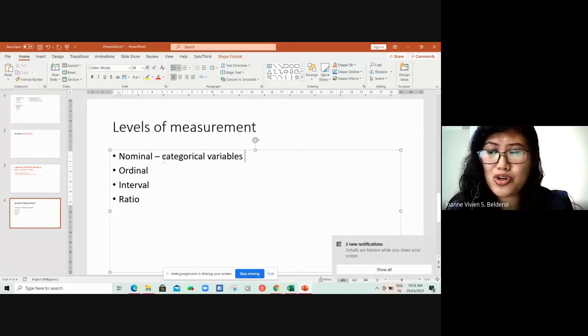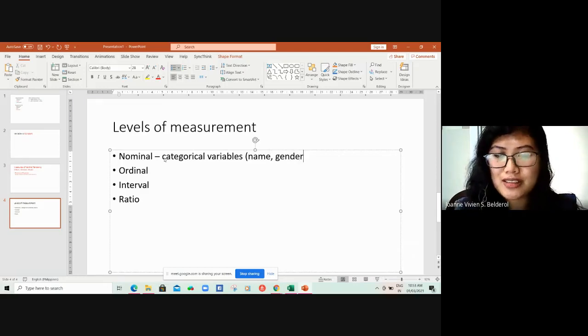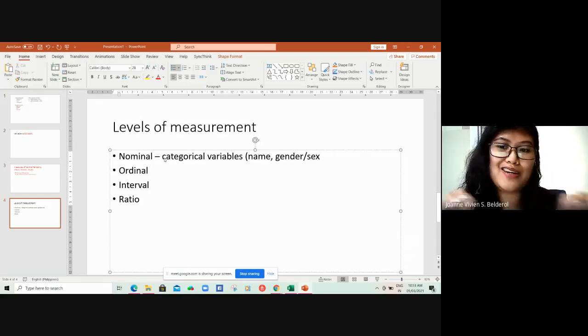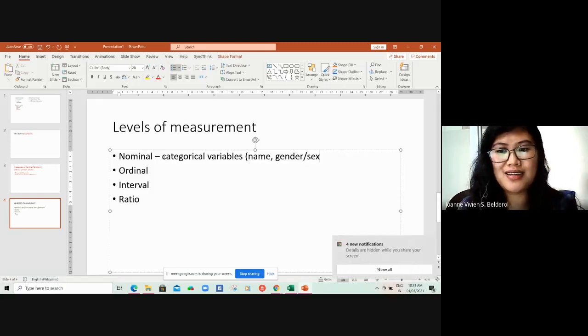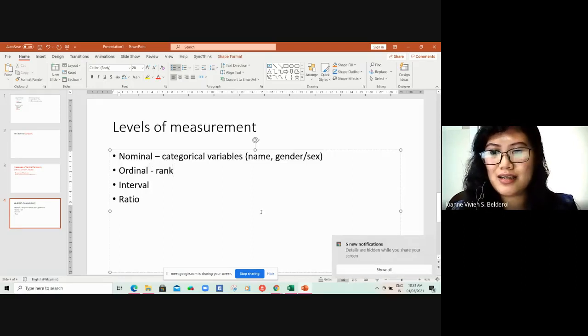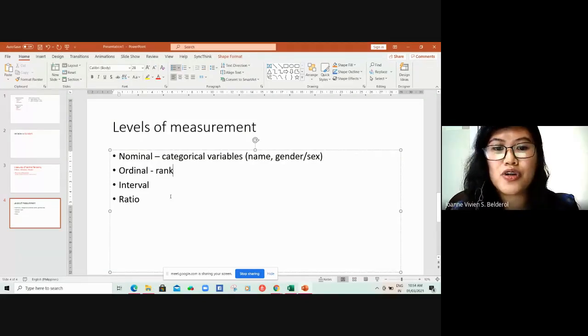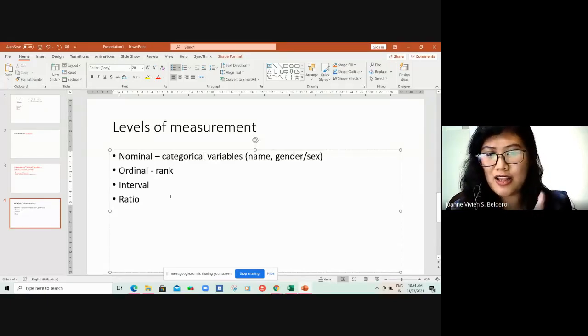You usually won't see them expressed in numbers, like a name. So nominal, categorical variable, your gender or sex. That's a categorical variable because you're going to categorize male and female, and then masculine, feminine, and all other kinds of gender. So that's nominal. Ordinal, that's ranking, right? It uses labels. So you rank things in ordinal, like first, second, and third, lowest to highest.